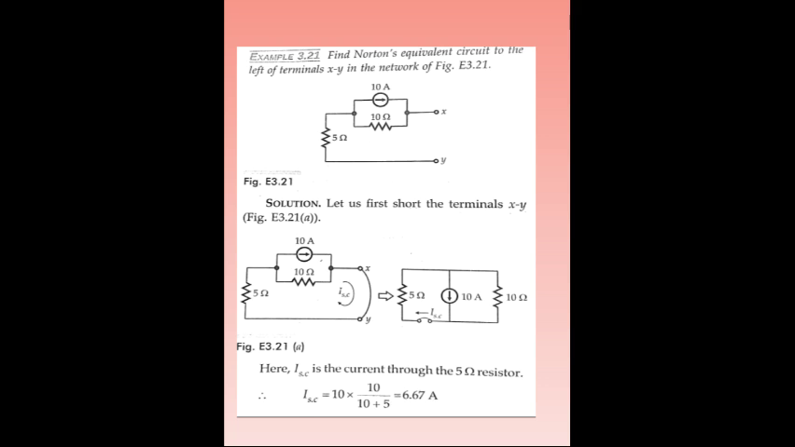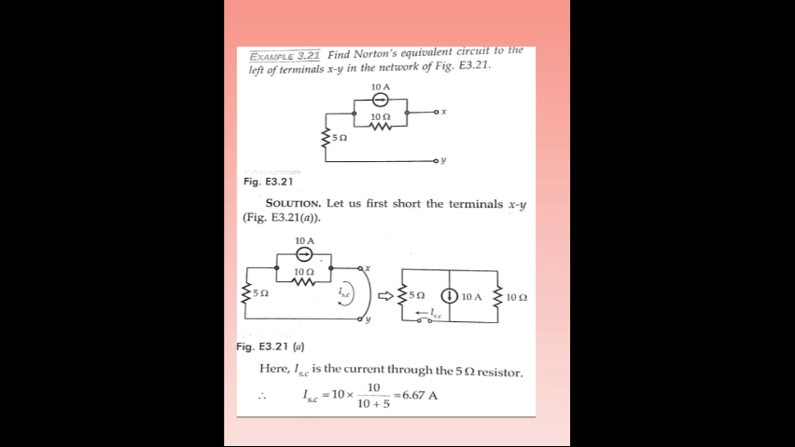Now we take a second example. In this example, find the Norton equivalent circuit across terminals X and Y of the given network. So to find the Norton equivalent circuit, similarly we have to find ISC and Rn, the internal resistance of the source. To find the value of ISC, first of all we short circuit the terminals X and Y as shown in the figure. Now we want to find the value of current ISC in the given network.